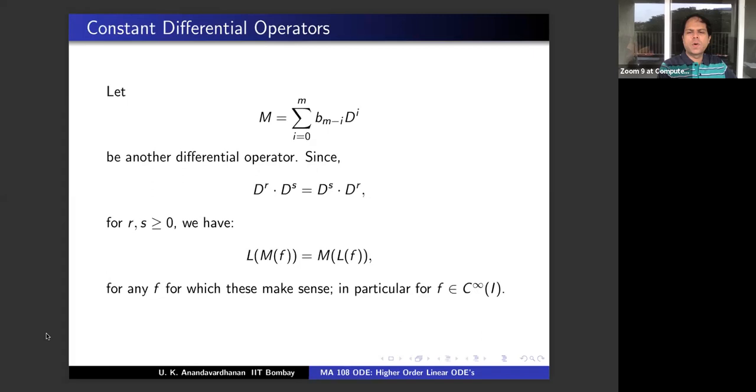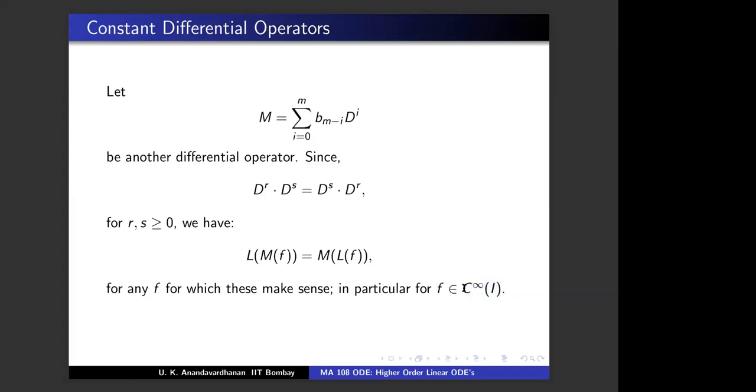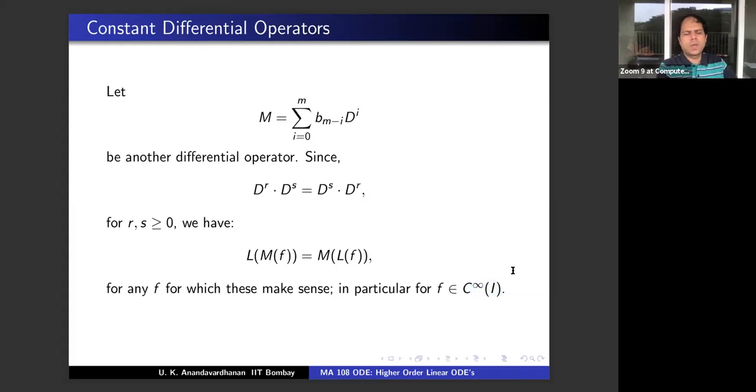In particular, what is C^infinity(I)? What is this notation? I never told you this. They can be differentiated as many times as possible. Okay, so some people call it smooth function, infinitely many times differentiable.